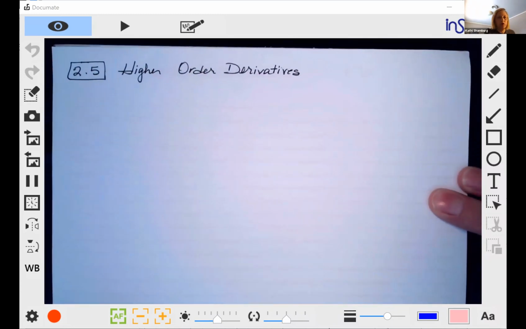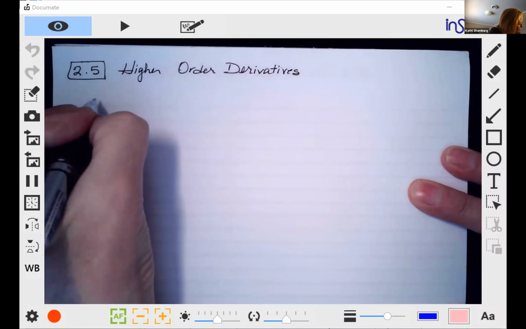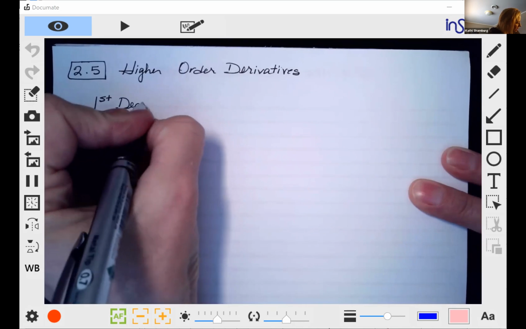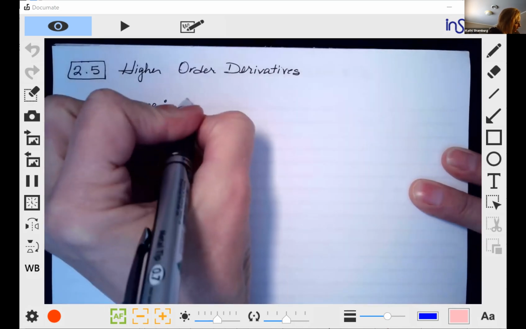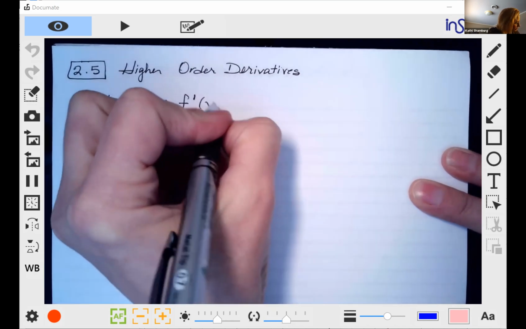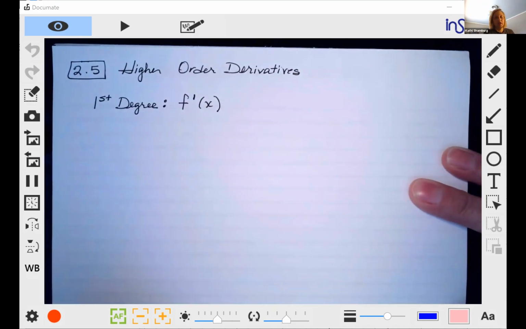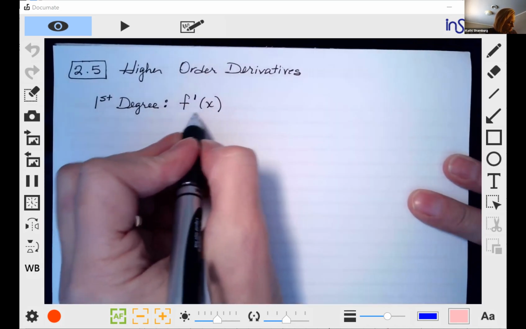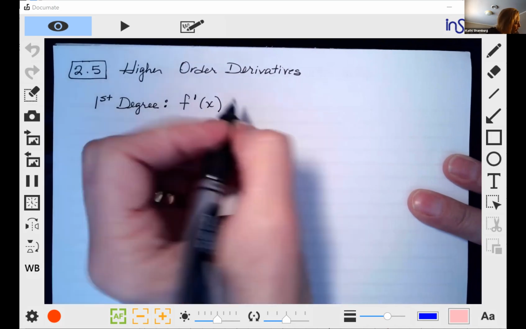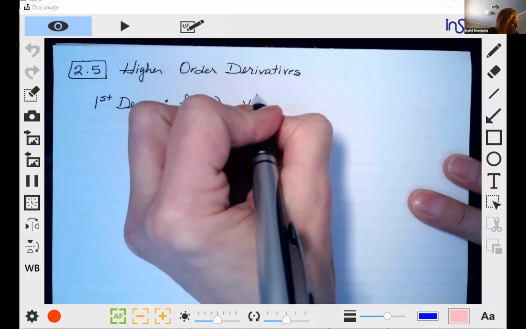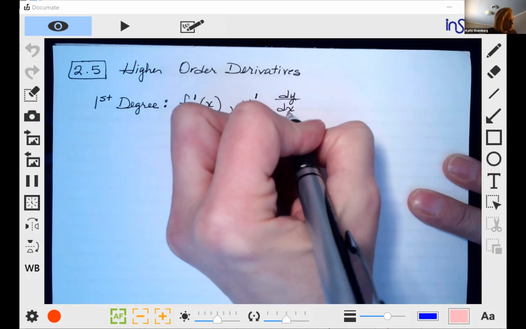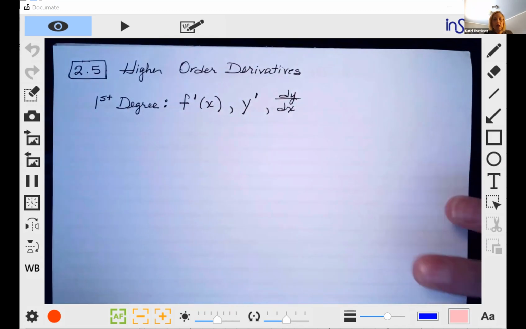When you are finding the derivatives of a function, we have what is called the first degree, and that's what we've mainly been working on. So of course we've seen it labeled as a function with the prime symbol. You could have y prime. It could be written this way. So we've looked at different ways to write it. And now what we're going to look at is taking that to higher levels.